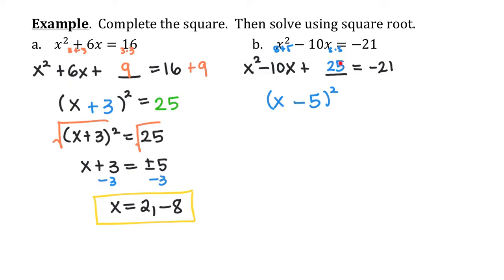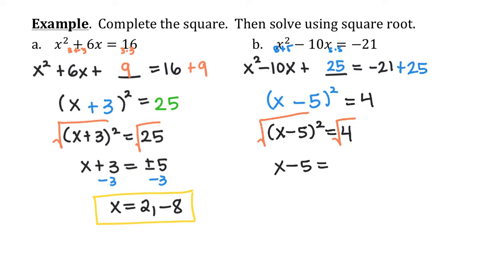Okay, now, because I added 25 on the left side, I've got to add it on the right side to balance this equation out. Let me bring down the equal sign. Negative 21 plus 25 is positive 4. And now that it looks like this, this is a problem I can solve using square root. And that's the whole reason we complete the square, so we can use square root to solve this.